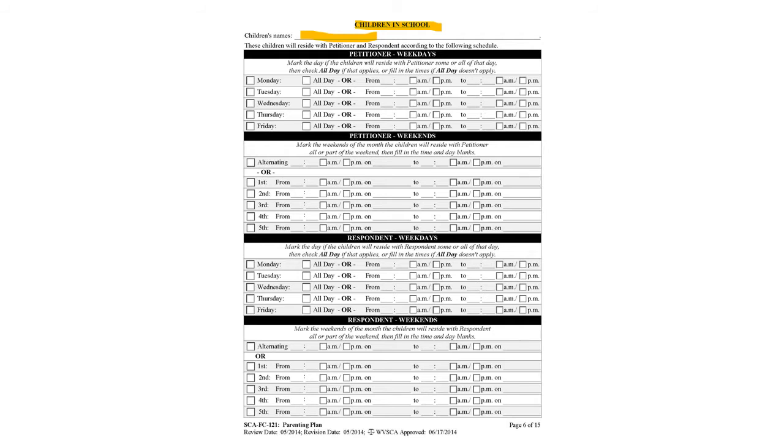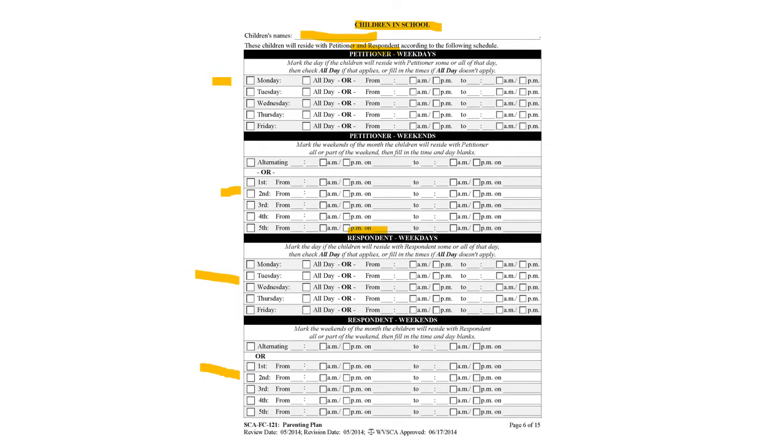Look closely at the dark headings to make sure you are checking the right boxes based on whether you are the petitioner or the respondent. The first box, you will list what parenting time the petitioner will have on weekdays. The second box, you will determine what parenting time the petitioner should have on weekends. The third box, you will determine what time the respondent should have on weekdays. And the fourth box is what time the respondent will have on weekends.